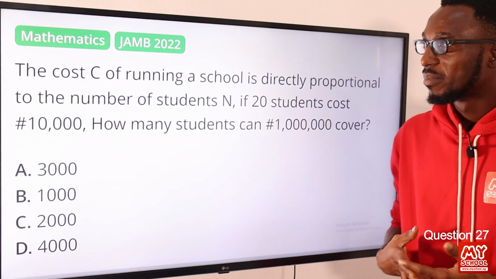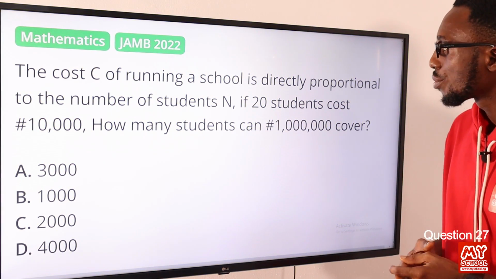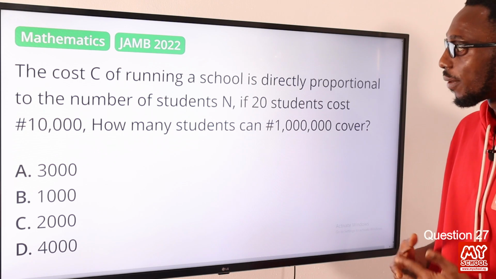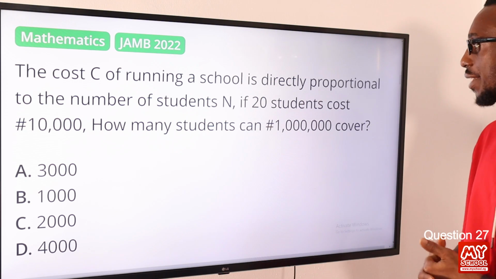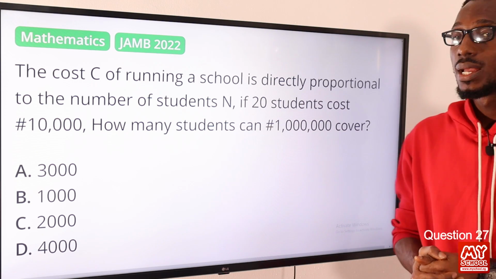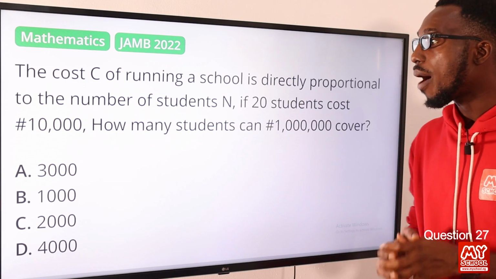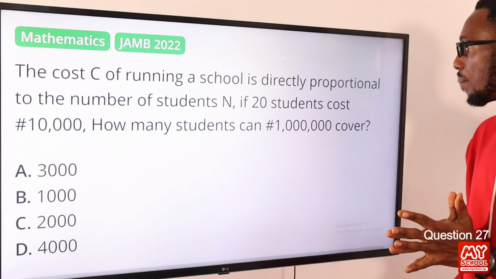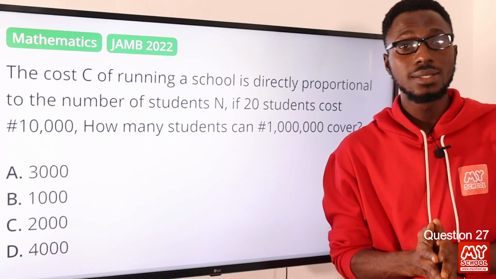Question 27. The cost C of running a school is directly proportional to the number of students N. If 20 students cost 10,000 naira, how many students can 1 million naira cover? Wow, that's quite some sum. Okay, so you can decide to use your variation expression, do all of those gymnastics. However, I'm just going to boycott those steps.